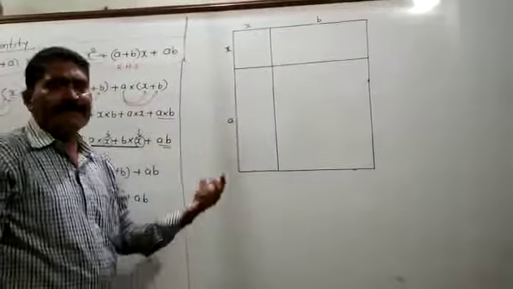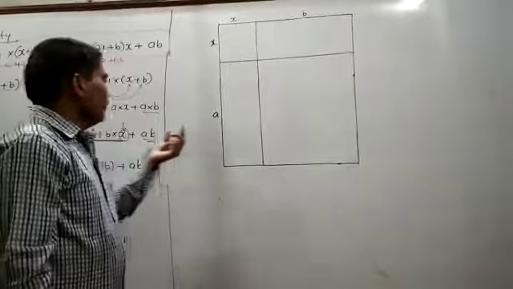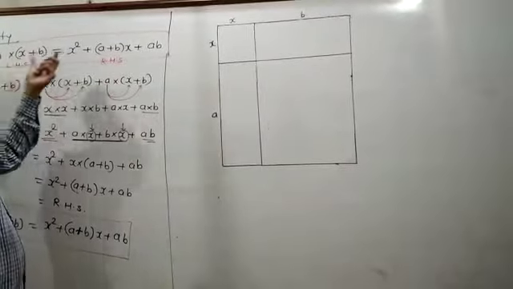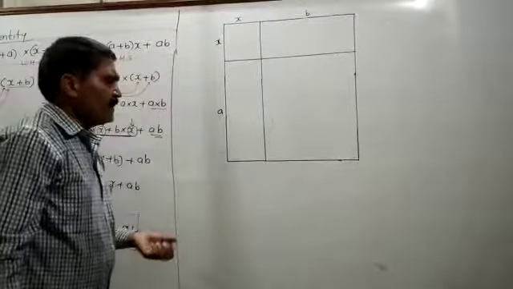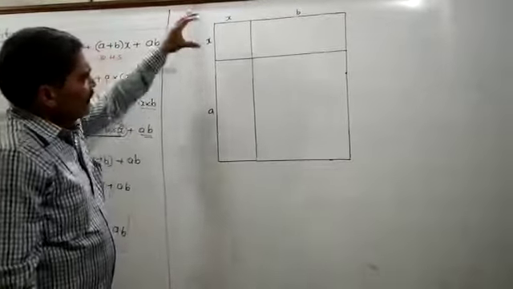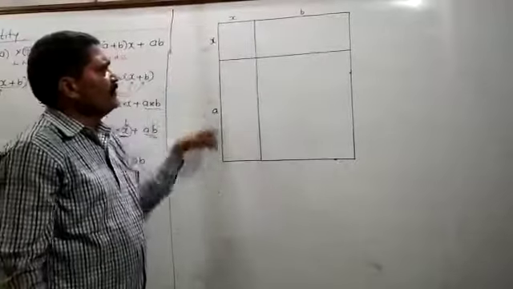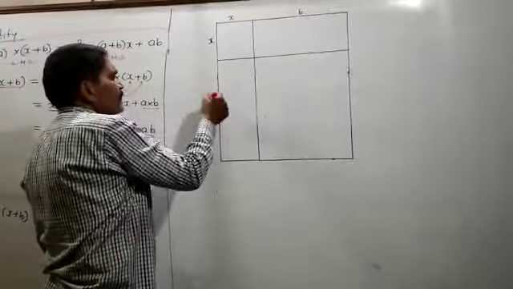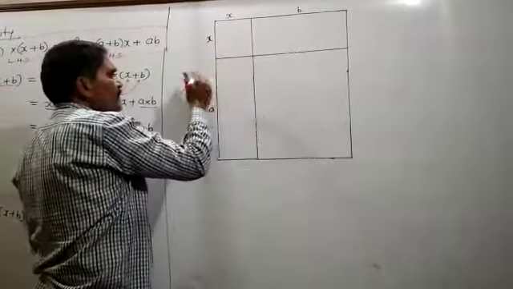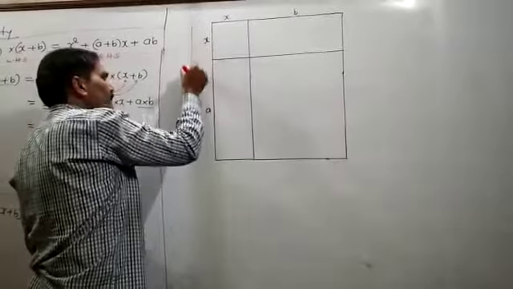By the diagram I will prove the same identity: x plus a multiplied by x plus b is equal to x square plus a plus b x plus ab. I will prove it like this. I draw this square, this one is the bigger square. So this side is x, this distance is x, this distance is a. At that time this side is x plus a, this side is x plus a.